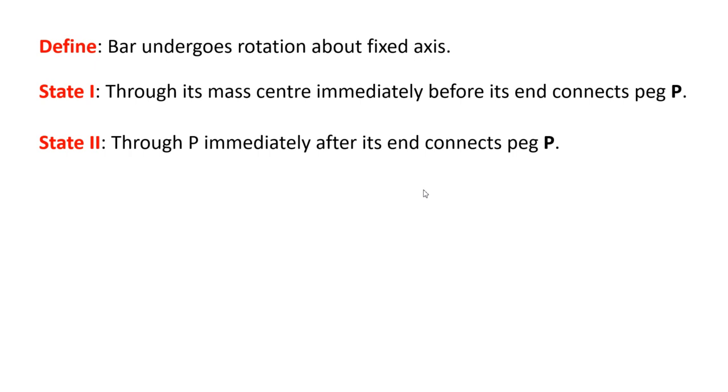So we start first with defining the situation. The bar undergoes a rotation about a fixed axis. State 1 is through its mass center immediately before its end is connected to the peg P. Then it's in state 2, rotating around the point P immediately after its end connects to the peg P.